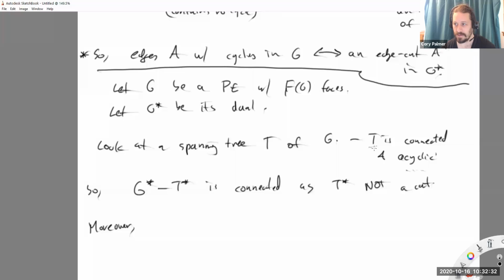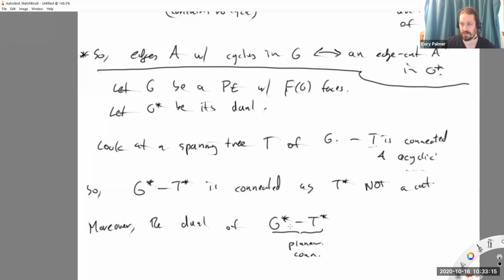T is connected. What if I look at the dual of these edges, G star minus T star? So I remove T star from G star, and what I'm left with here is still planar, right? And it's connected, right? What happens if I look at the dual of this graph here? What is the dual of this graph? So I arrived at this by removing the dual edges of T from G.